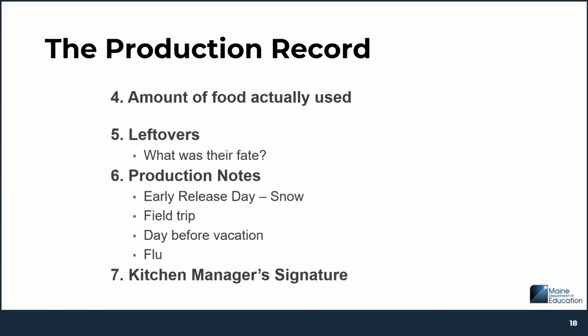The remaining sections of the production record are completed throughout or after service. You will be recording the amount of food actually served, the amount of leftovers, and what you did with the leftovers. Any applicable production notes would also be recorded at this time. At the end of meal service, when all of the information is recorded, the kitchen manager will date and sign the daily production record.